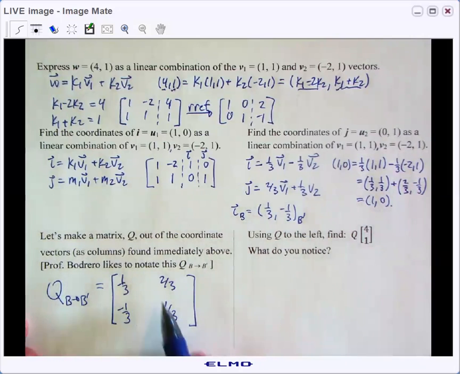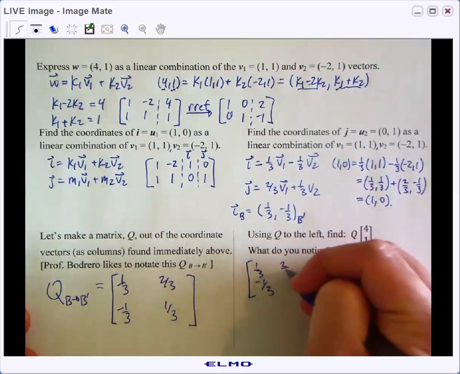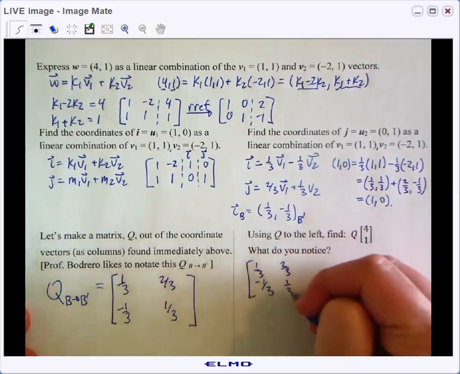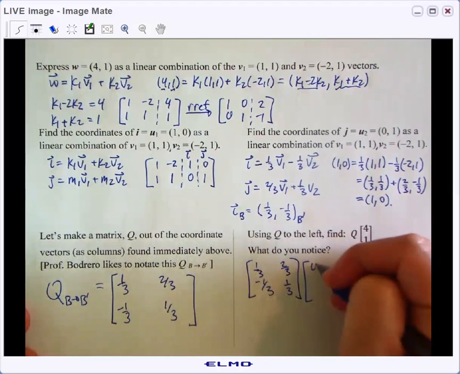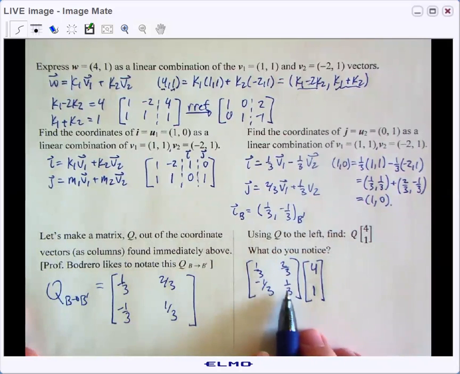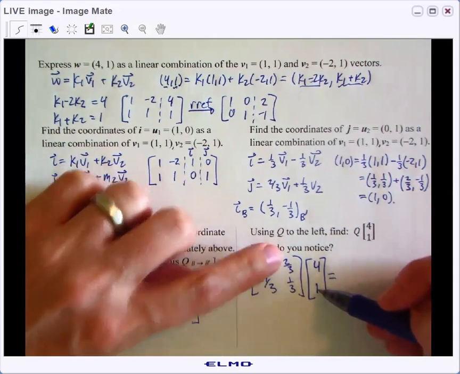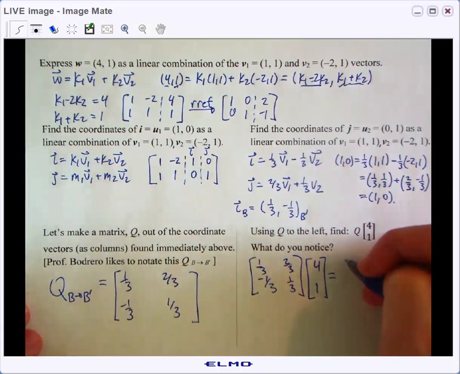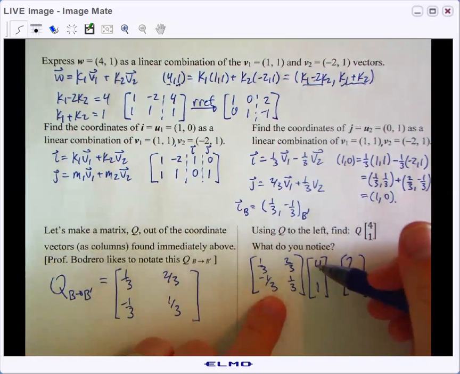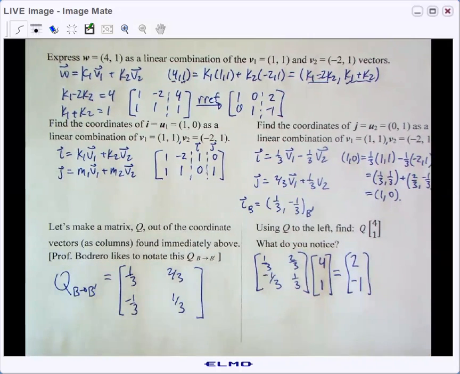Okay. Now I'm going to put in as matrix C the column vector 4, 1. And then let's take this guy right here, 1/3, 2/3, -1/3, 1/3 as rows. And let's multiply him by the 4, 1 column matrix. Notice that this is okay because we're doing a 2 by 2 times a 2 by 1, and that should give us a 2 by 1. So we're going to get 4/3 plus 2/3, which is 6/3, also known as 2, and -4/3 plus 1/3, which is -3/3, also known as -1.